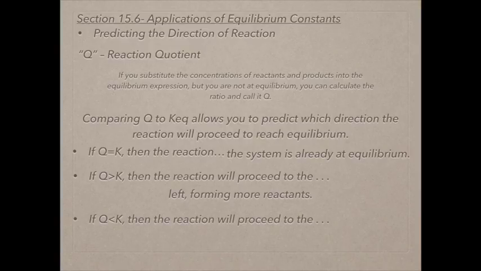In contrast, if your Q is less than K, that means you have more reactant than is found in the equilibrium state. Therefore, the reaction has to proceed to the right in order to produce more product, making your Q large enough that it can equal your K.